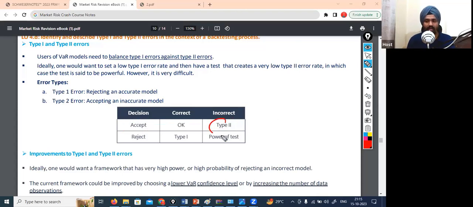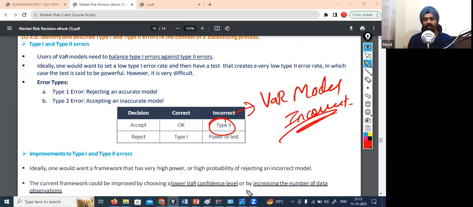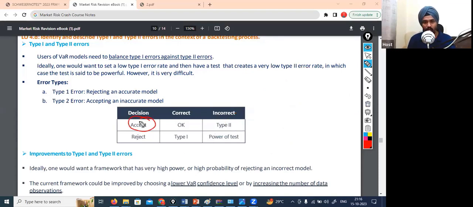That's very bad, because if you accept a VaR model that is incorrect, you're using a faulty VaR model. And just the example that we saw about the failure rates, there's the Z value. As you can notice, the Z value, 20 exceptions. The VaR model was faulty, unbiased. So essentially, we can say that we are using an incorrect model. That's a type 2 error. And when you reject a correct model, that's a type 1 error.